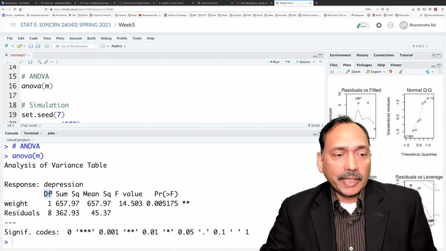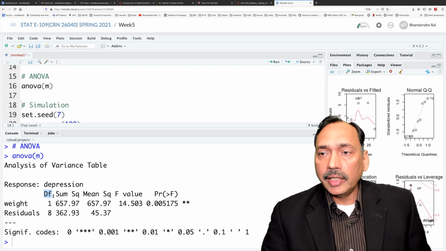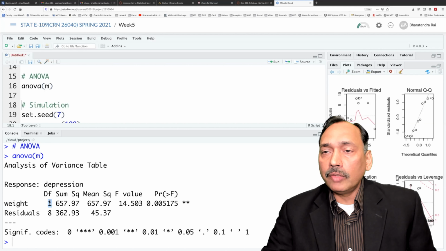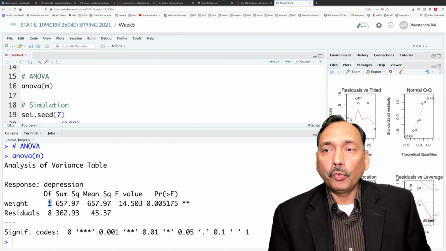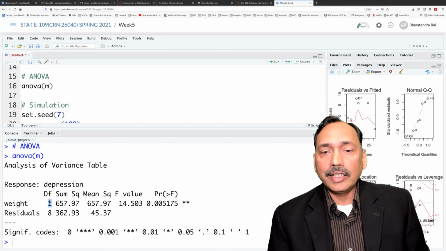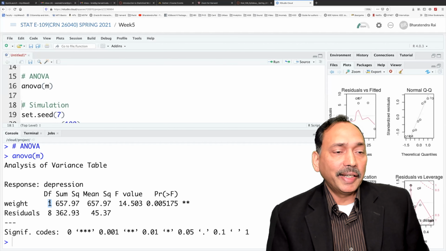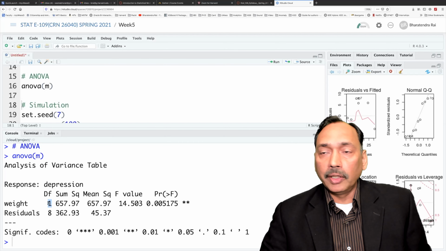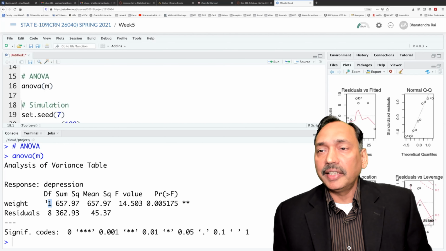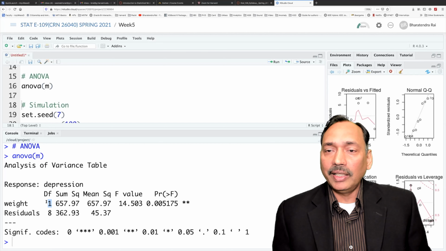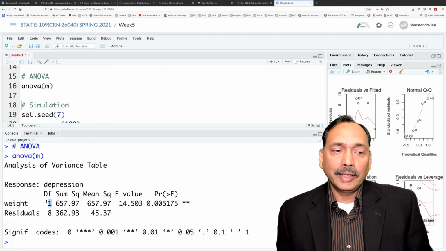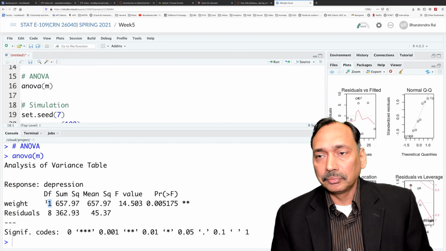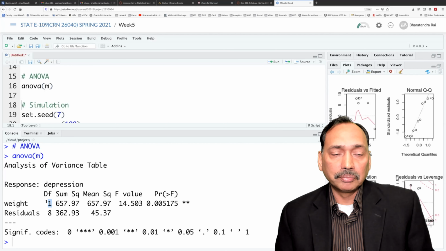This column that you see, DF, stands for degrees of freedom, and the reason it is 1 is because we have only one independent variable, weight. So in this data set there is only one independent variable, which is weight. That's why we have a degree of freedom of 1. And for simple linear regression models, if you do ANOVA with a simple linear regression model, the degree of freedom for that variable will always be 1.